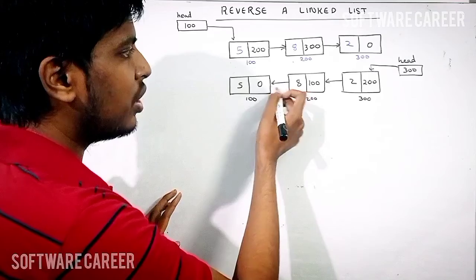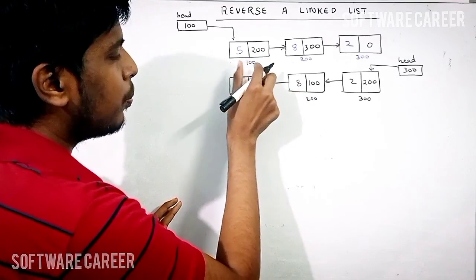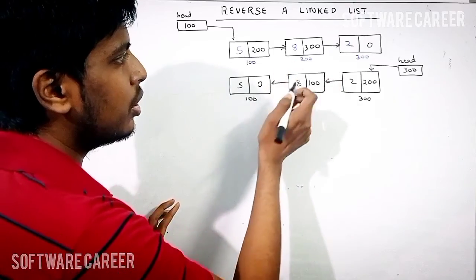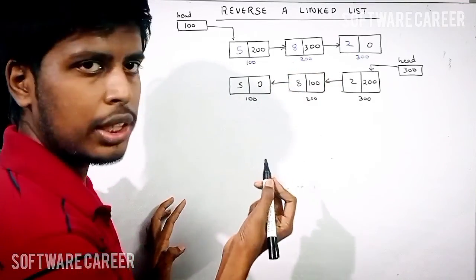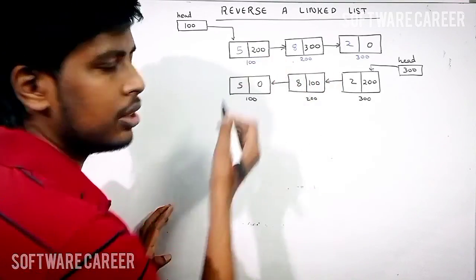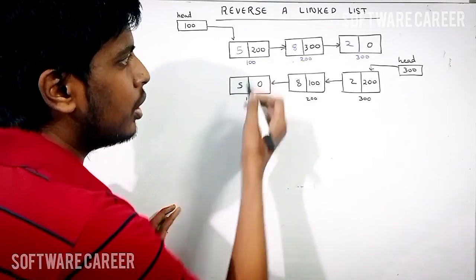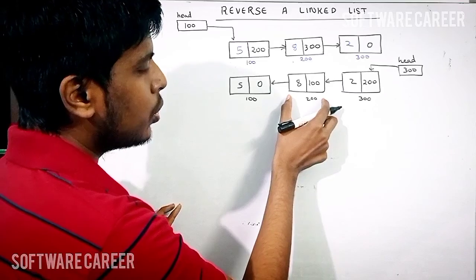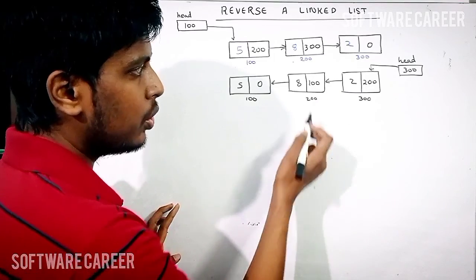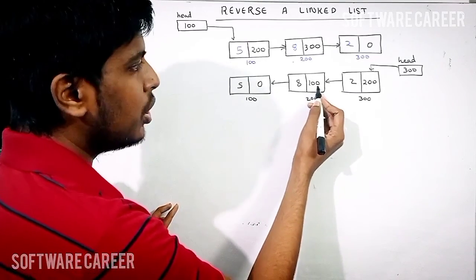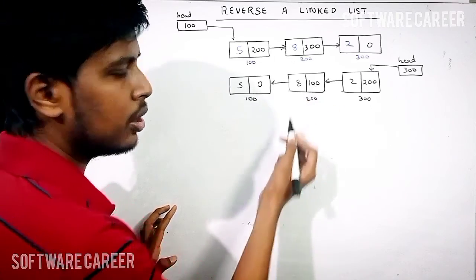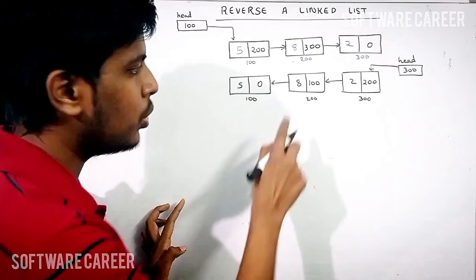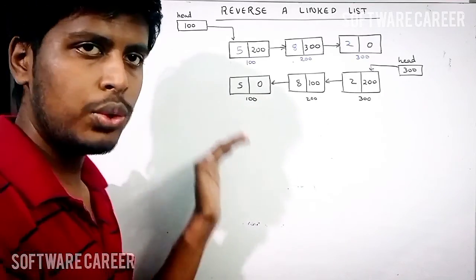Why is it in the backward direction? In the pointer part of the first node, you are storing the address of the second node. That is, 200 is the address of the second node, and you are storing it here. That's why it's in the forward direction. But after reversing, you are storing in the pointer part of the second node the address of the first node. 100 is stored here, so this node is pointing to the node having address 100. So it's reversed. This is how you should reverse.